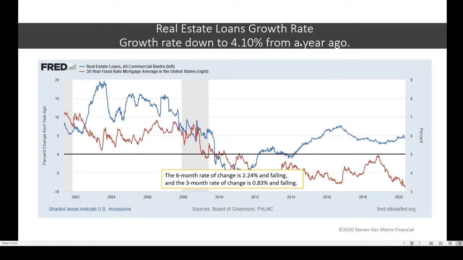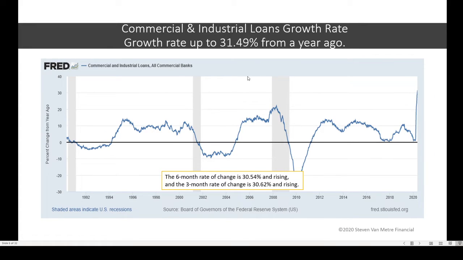How about the real estate market? We saw in the raw data that there's a slowdown here, and the growth rate is dropping down to 4.1. Certainly not what you want. You can still have decent growth rates on a year-over-year basis during recessions, but at some point they will fall down. And that is still despite nearly record low interest rates. And the 3-month rate of change is now under 1% and falling. So there's nothing good about the real estate market. So if you're looking for green shoots, not going to find it here.